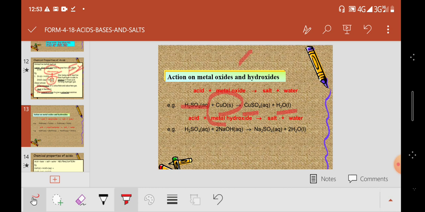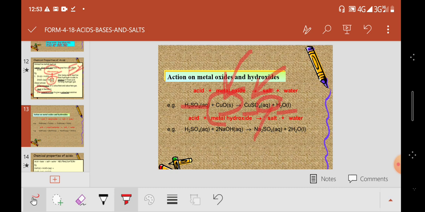Now, copper (II) oxide is normally black, but copper (II) sulfate aqueous is normally blue. So here the observations again are two. You will have the color of copper (II) oxide changing from black to blue because copper (II) sulfate is continuously being formed. And as this copper (II) sulfate is formed, the blue color will increase in magnitude. And then remember that it's only blue if it is in aqueous state.